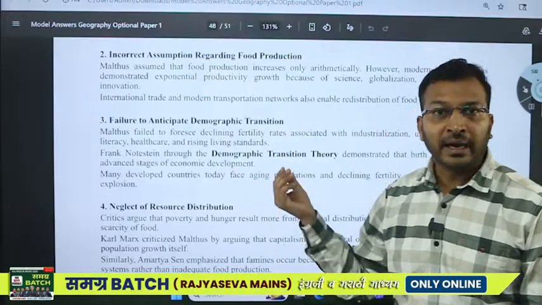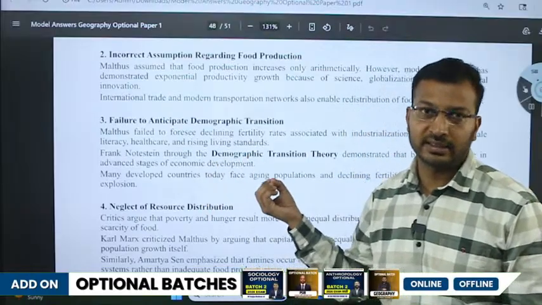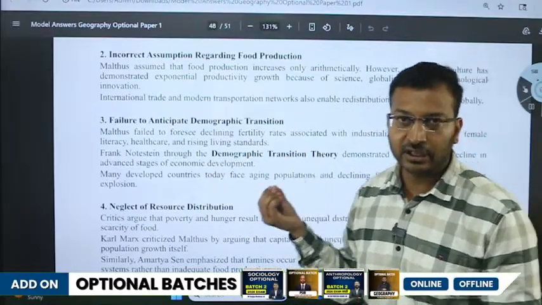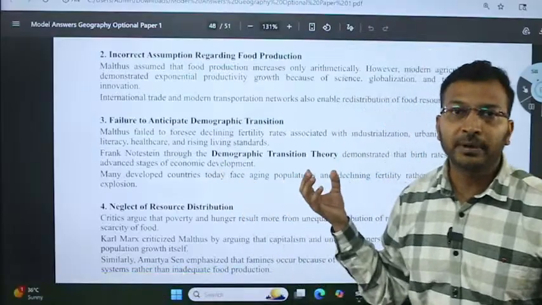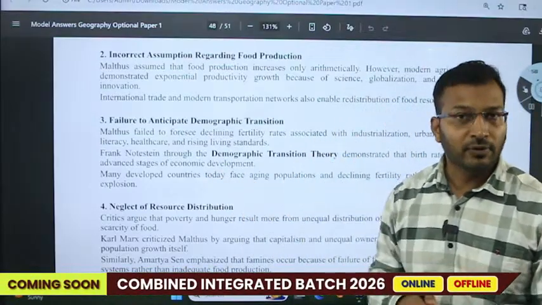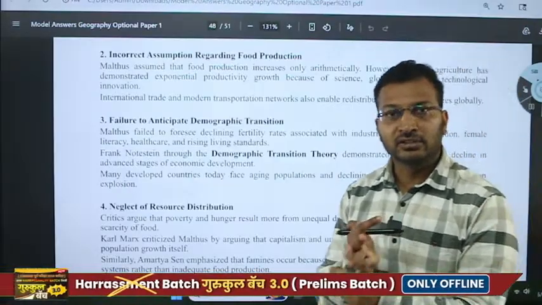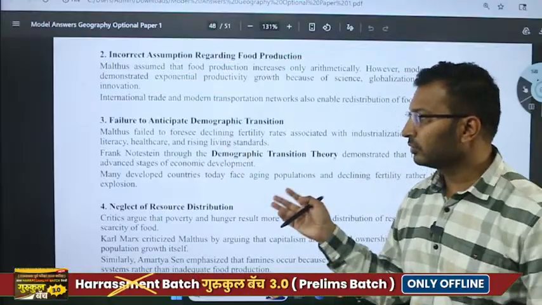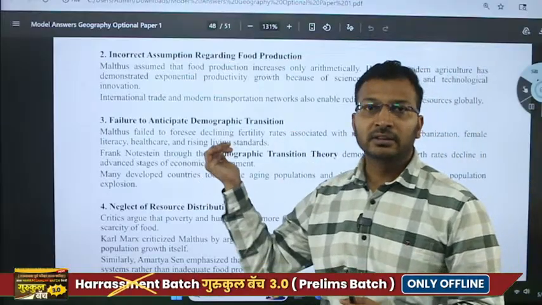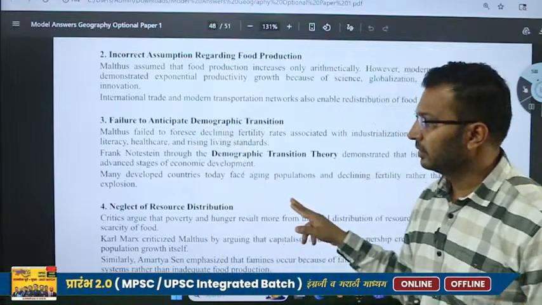But by demographic transition theory, we have seen that as the nation progresses, as the lifestyle of the people progresses, people tend to produce fewer children because they want to improve their standard of living. For example, Japan has a negative fertility rate. Then South Korea, Italy, most of the developed nations, their fertility rate has declined to a great level.